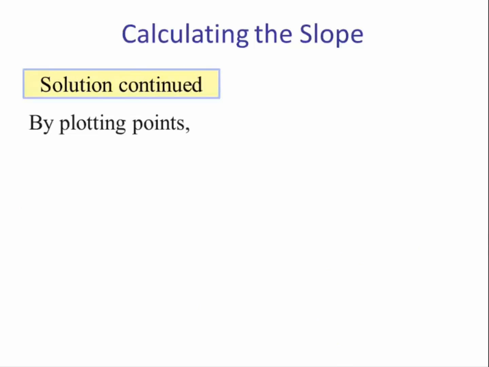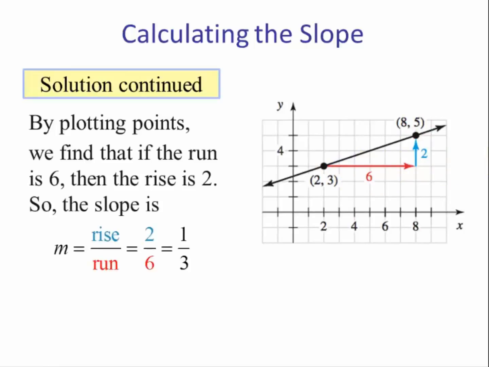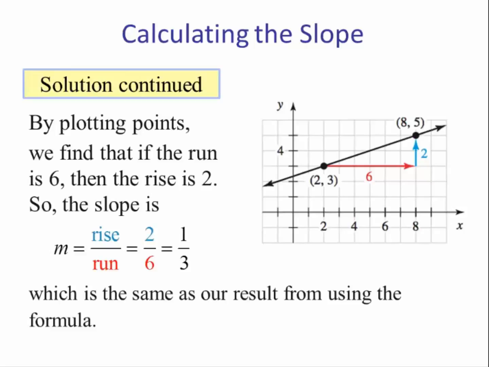Now if we have graph paper and we plotted these points, (2, 3) and (8, 5), and we simply counted how much change vertically over how much change horizontally, we would get 2 over 6, which is the same thing as 1 over 3. So this again is the same result as using the formula.